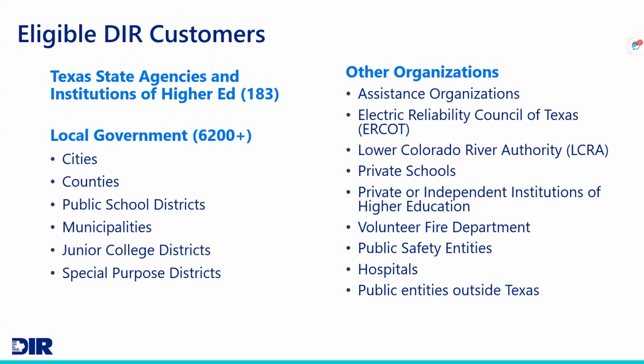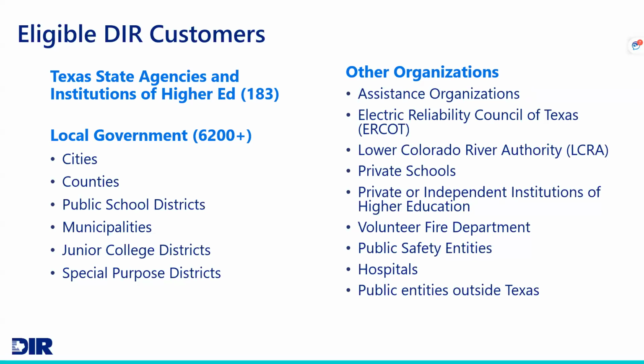So who are DIR's eligible customers? Well, Texas state agencies and institutions of higher ed, there's about 183 eligible entities in the state of Texas. Local governments, there's over 6,200 eligible entities: cities, counties, school districts, junior colleges, special purpose districts, political subdivisions. Also, there's other eligible organizations that are allowed to buy through DIR's co-op contracts.